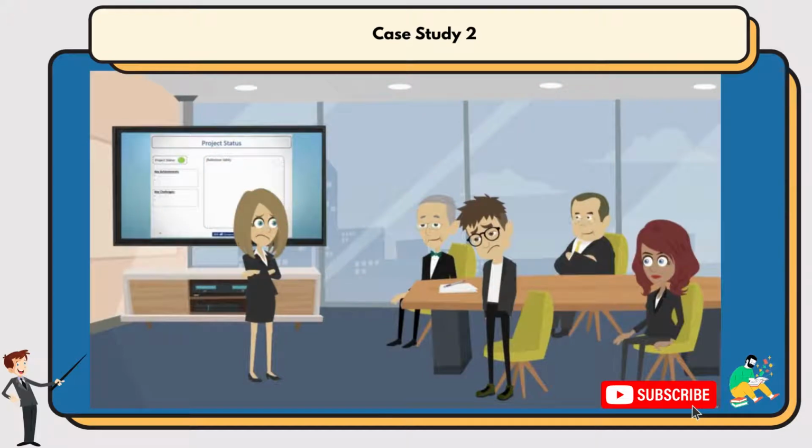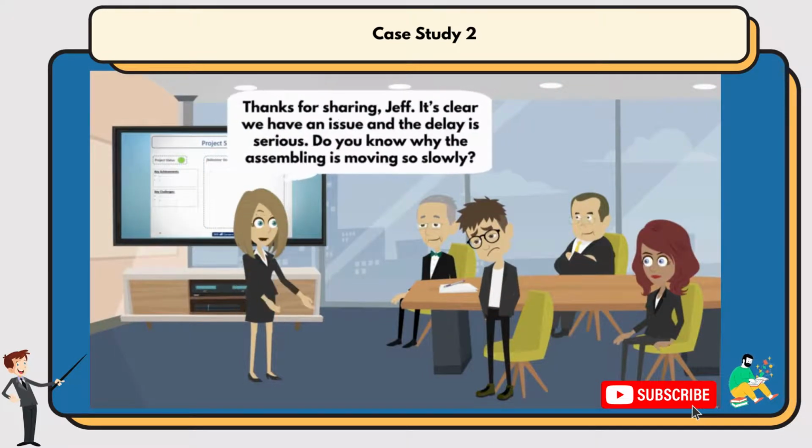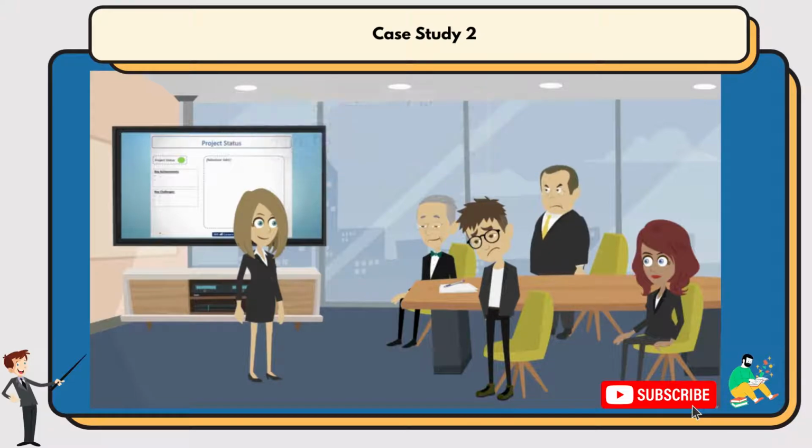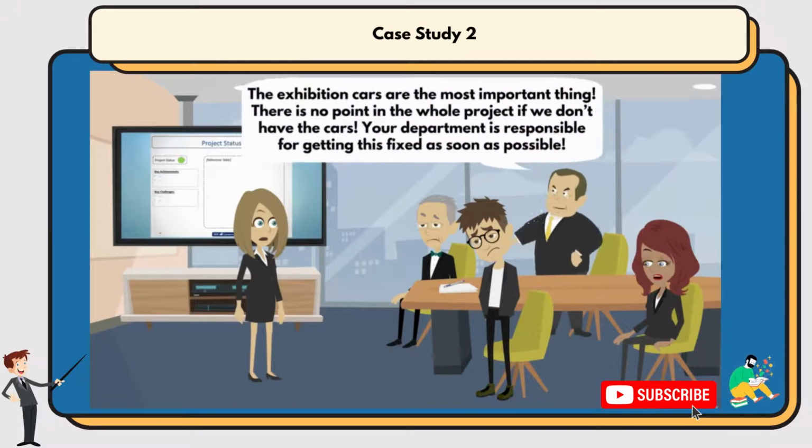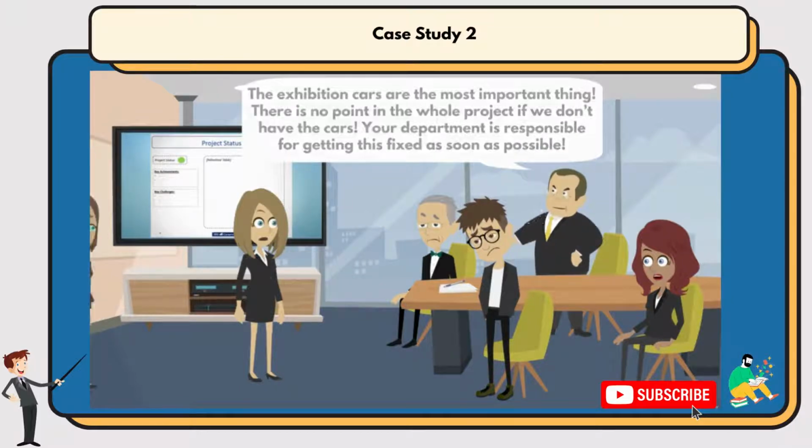Ray responds calmly. Thanks for sharing, Jeff. It's clear we have an issue and the delay is serious. Do you know why the assembling is moving so slow? The marketing manager interrupts nervously. The exhibition cars are the most important thing. There's no point in the whole project if we don't have the cars. Your department is responsible for getting this fixed as soon as possible.